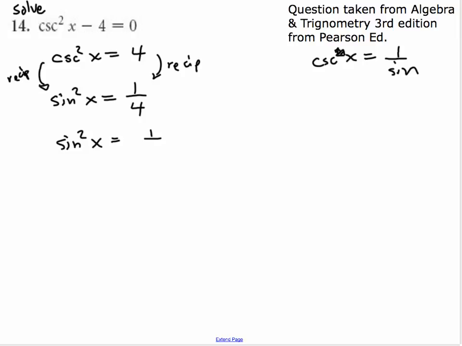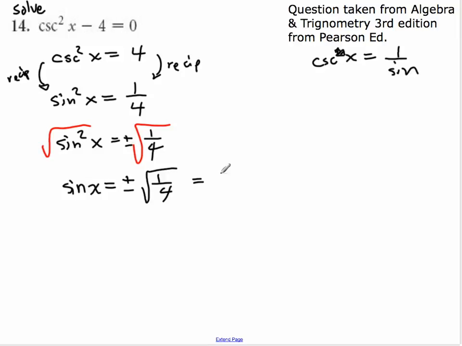So sine squared x equals a quarter. I'm going to take the left side, square root it, and this side, and square root it. That'll leave me on the left side with just sine x, and on the right hand side, this will be a plus or minus square root of a quarter. I should have a plus and minus right there too. Okay, so let's simplify this a little bit. I could write it as plus or minus square root of 1 over square root of 4. The square root of 1 is 1, and the square root of 4 is 2. And so I could write it as plus or minus 1/2.